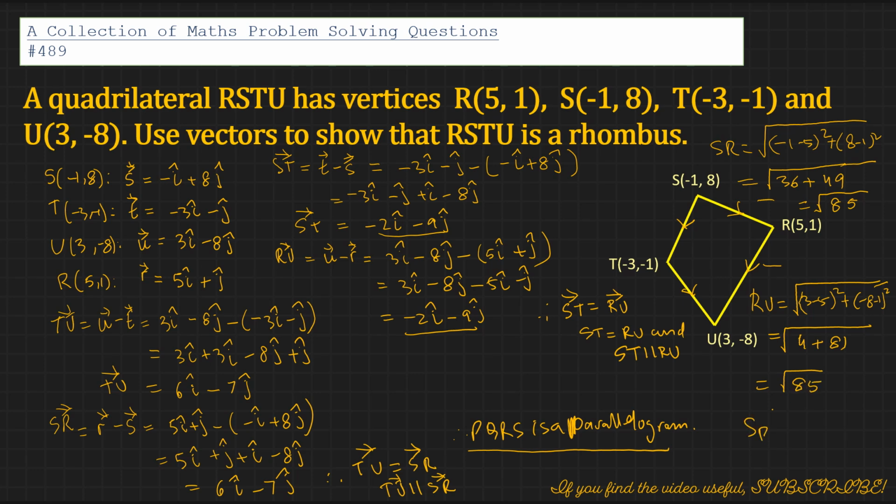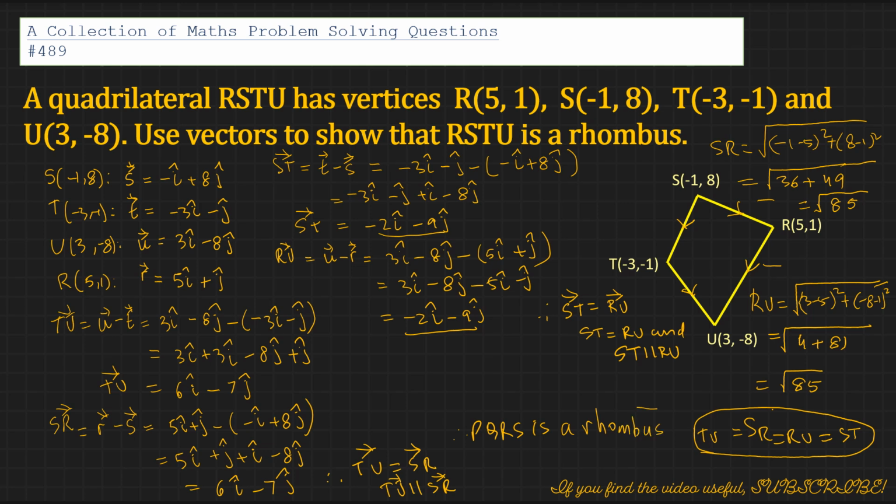So SR equals RU, and therefore RU equals ST, and SR is also equal to TU. So we get them all equal. All the sides are equal, and therefore RSTU is not just a parallelogram, it is also a rhombus with all sides equal.